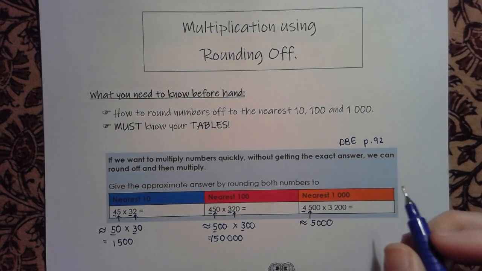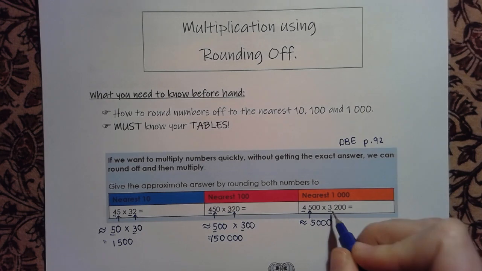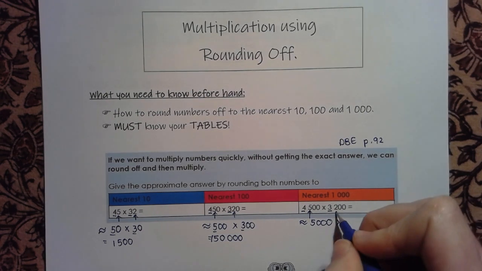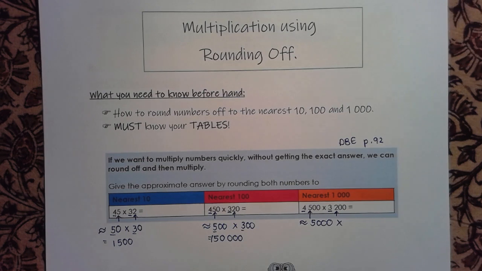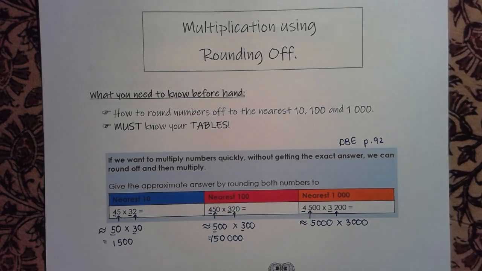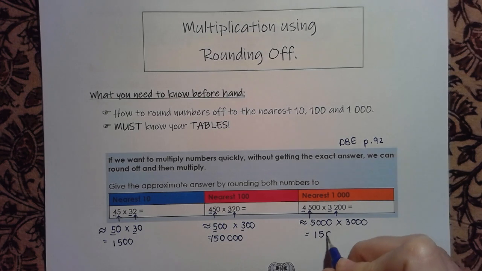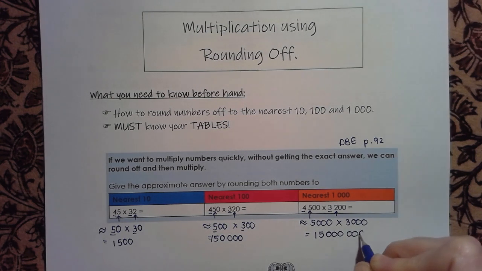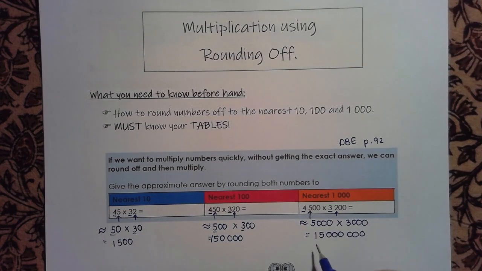So this will be 5,000 times, and then the 3,000 is the one that's going to change or stay the same, and the hundreds will tell us whether it's going to change or not. It's 200, or the digit is 2, which means the 3,000 will stay the same. So 5 times 3 is 15 again, and your answer will have 6 zeros. So that means this is 15 million.